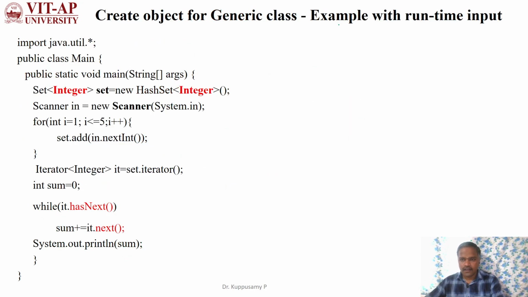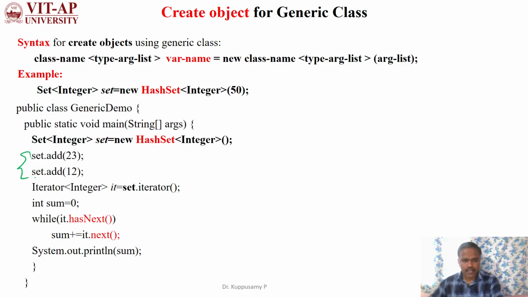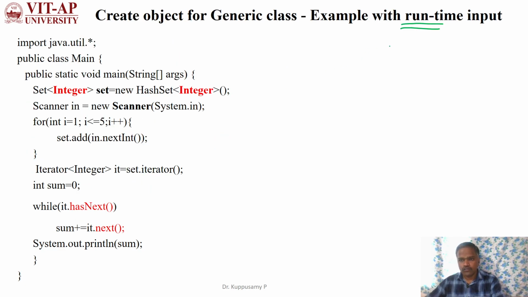Likewise, here is the same kind of example, but I am receiving the input during runtime instead of giving static input. Here you see we are giving the static input during the compilation time itself, but here I am going to receive the input during the runtime. Same example here, inside the main method I am creating the set object by using the HashSet class to implement the Set interface, which is receiving only integer type object values.